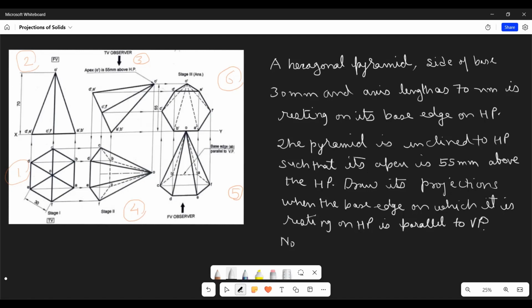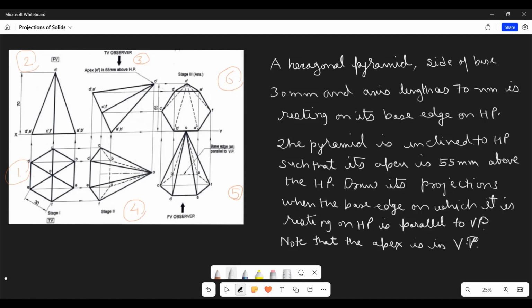Note that the apex is in VP. Apex is in VP means in the top view, the apex should touch the XY line.